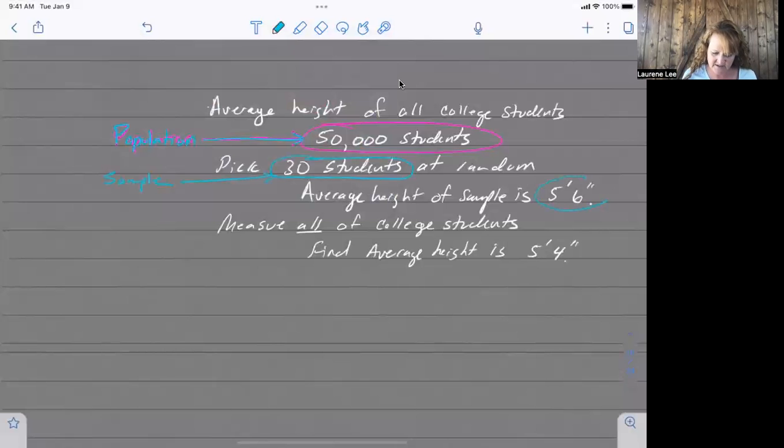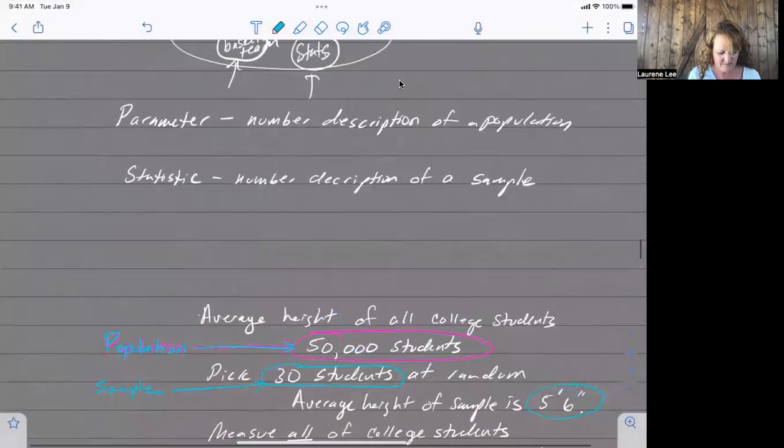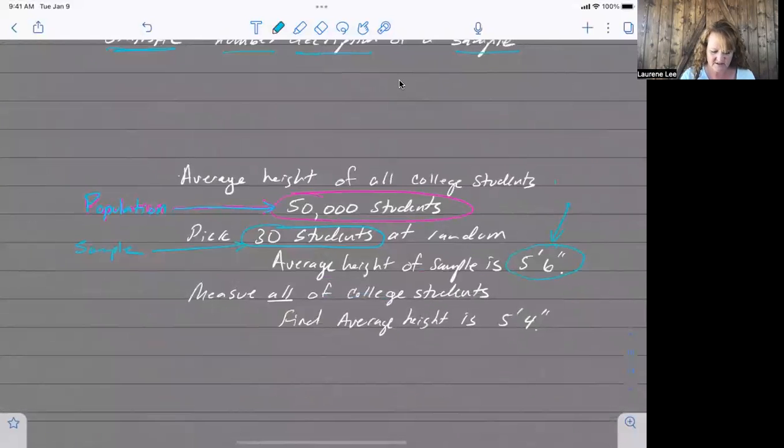This right here is the average height of my sample. This is a number associated with my sample. Now, remember how we did this. A statistic is a number description of a sample. So this right here is called a statistic. It's a number, and it doesn't have to be an average. It can be any number descriptor of my sample. So this is my particular one that I'm interested in, but it can cover a wide variety of topics.